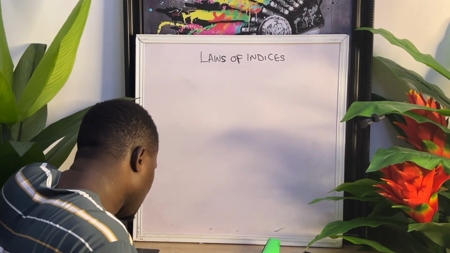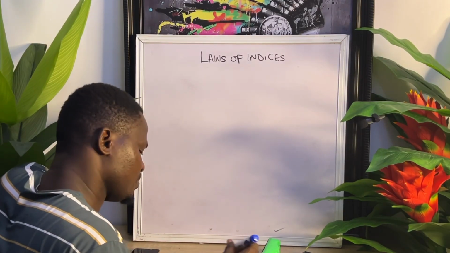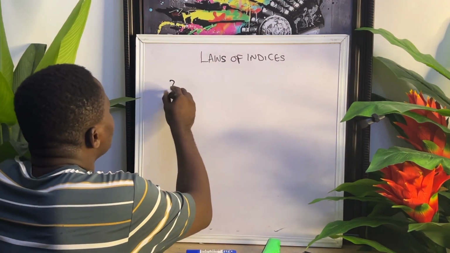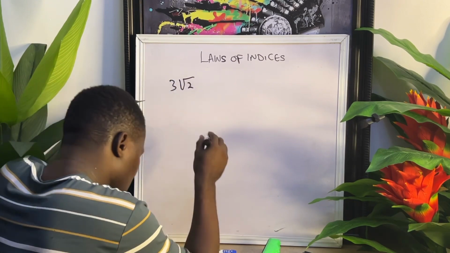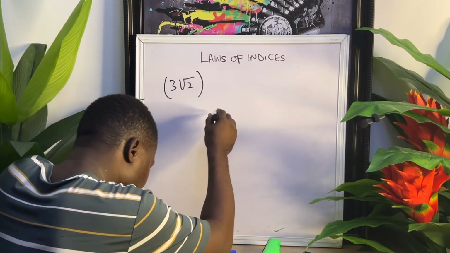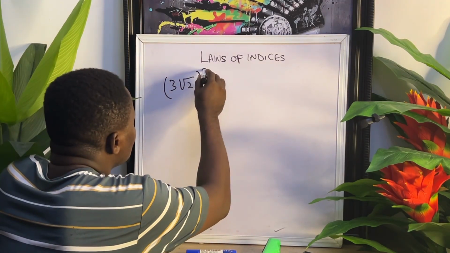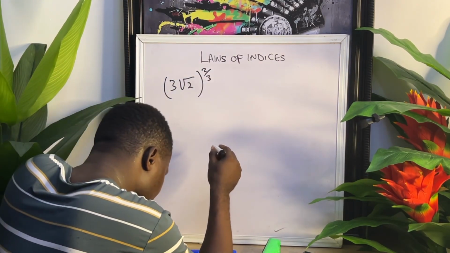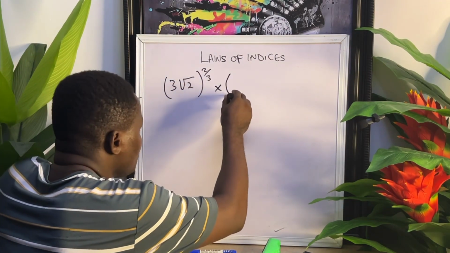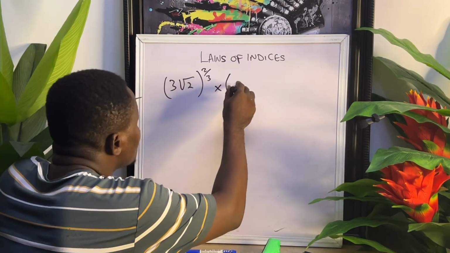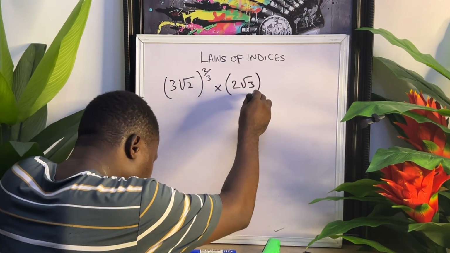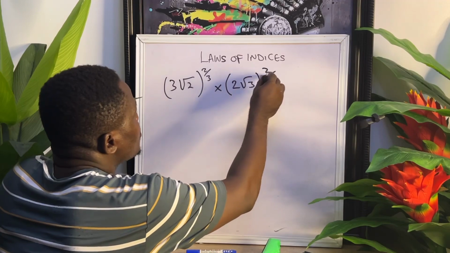Then, we take this question. Three root 2, everything raised to power 2 over 3, multiplied with, open brackets, 2 root 3. Everything raised to power 2 over 3.